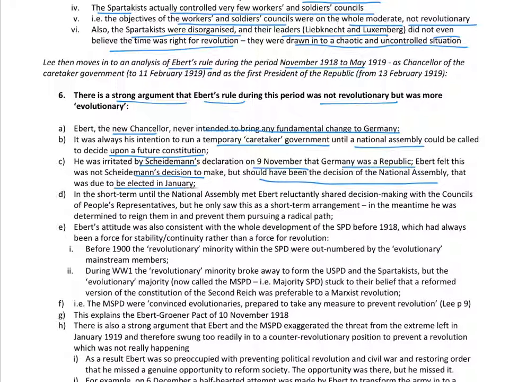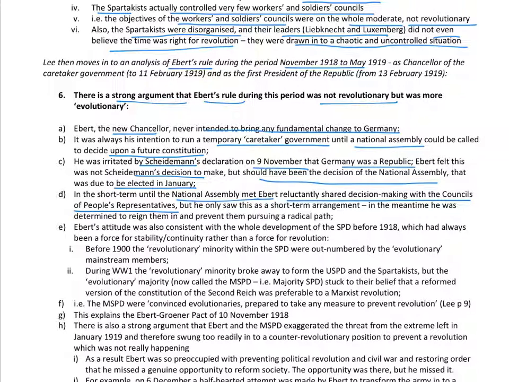It wasn't elected until January. So in the short term, from November 1918 until January, until the National Assembly met, Hebert reluctantly agreed to share decision making with the Council of People's Representatives, which was kind of like a big Soviet.